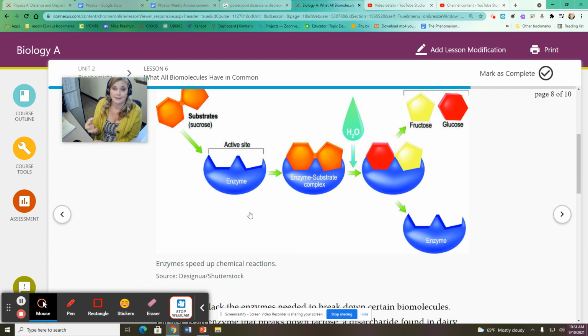You can actually take over the counter lactase. You can go to the store and buy lactase pills, and they will help you to break the lactose down if you eat ice cream or drink milk, so you can still enjoy the dairy without having all the negative side effects of being lactose intolerant.